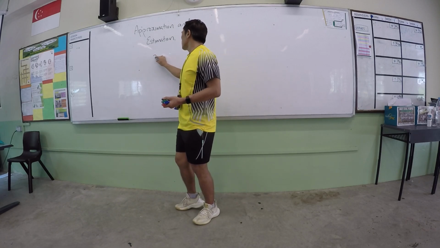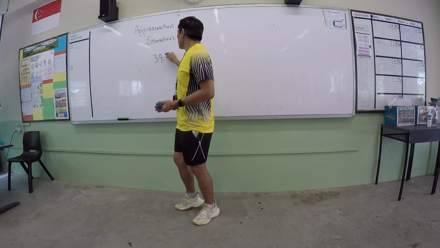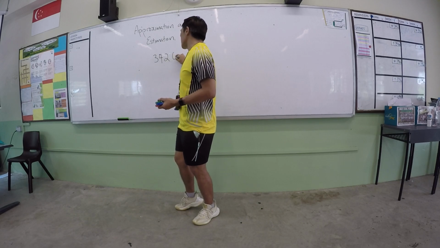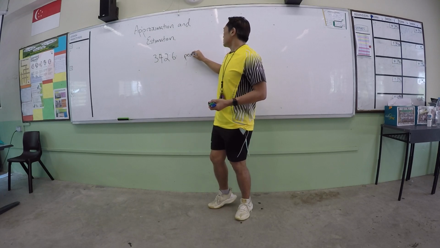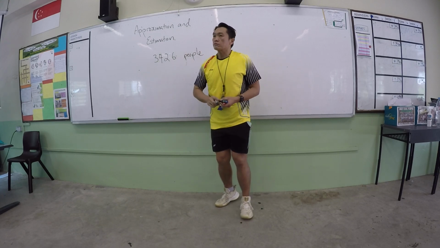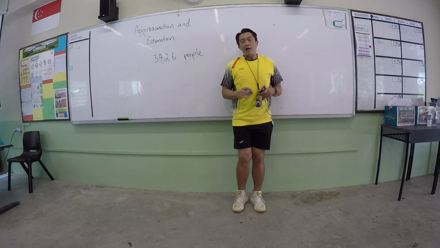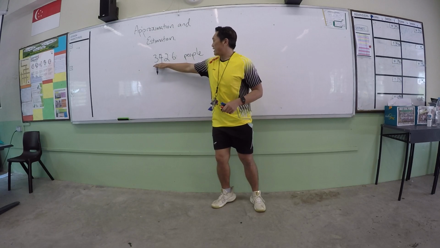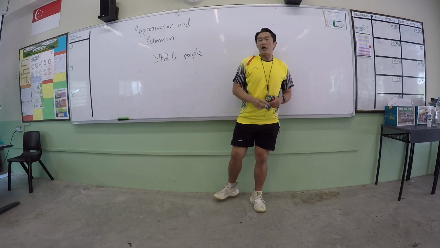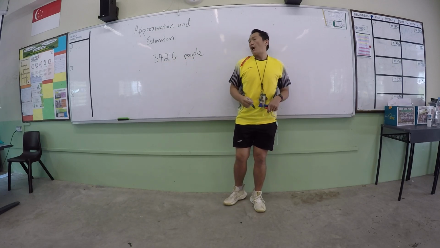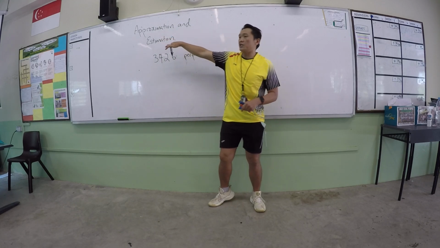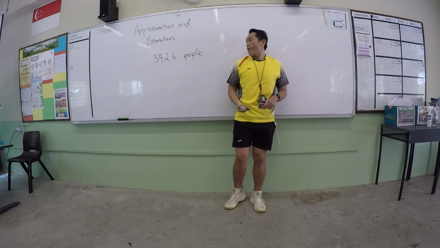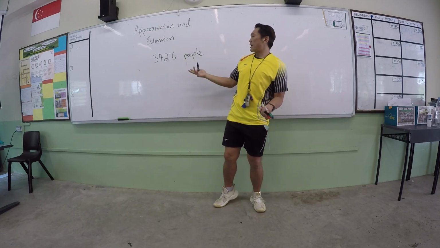Okay? So, let's say I have 3,426 people in a building. But I don't need to know so exact. I don't need to know until exactly 26 people. I want to just know roughly how many people are in that building. So that is when I do approximation and estimation. Okay? So roughly how many people?